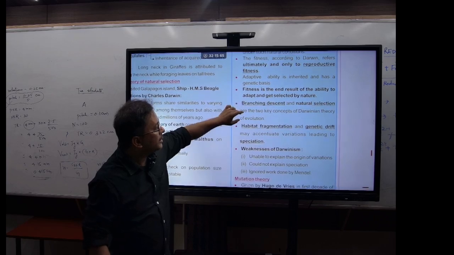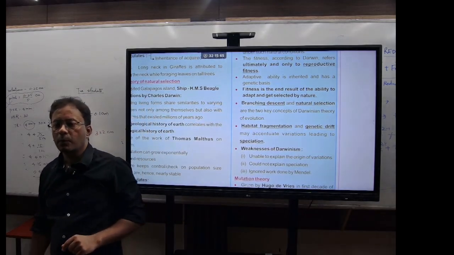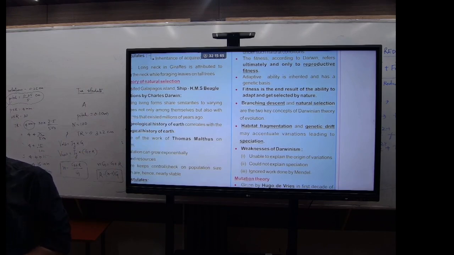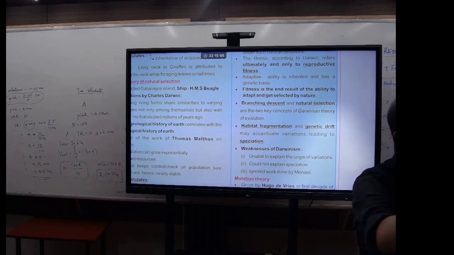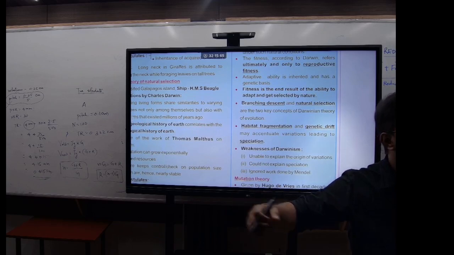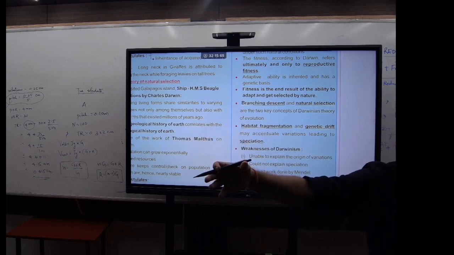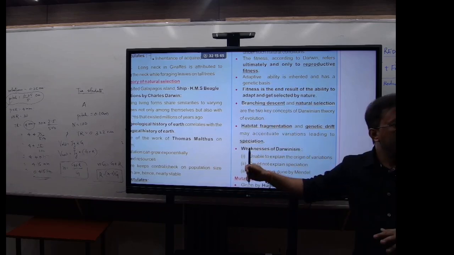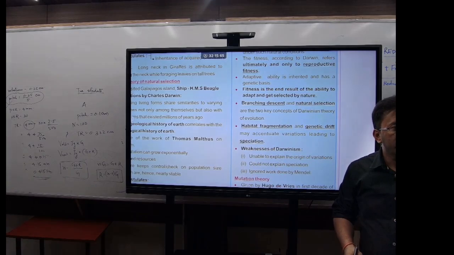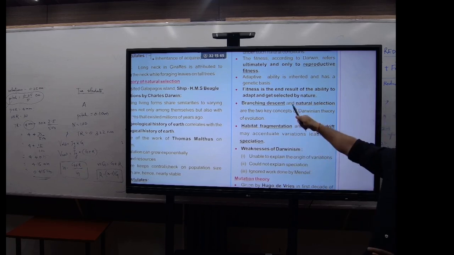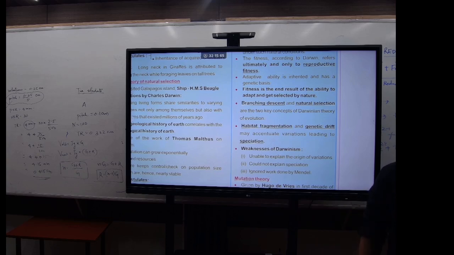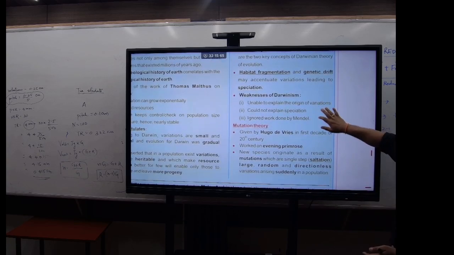And these are the two key concepts of Darwinism. One is called branching descent, the other is natural selection. Branching descent means one species becomes a second species, becomes a third species, and there is a branching of different life forms. And the second one is natural selection. He said that every species is subjected to the same kind of environment, same kind of resources, everything. But those that can utilize them better will survive. This is a very, very important point, the branching descent and natural selection.